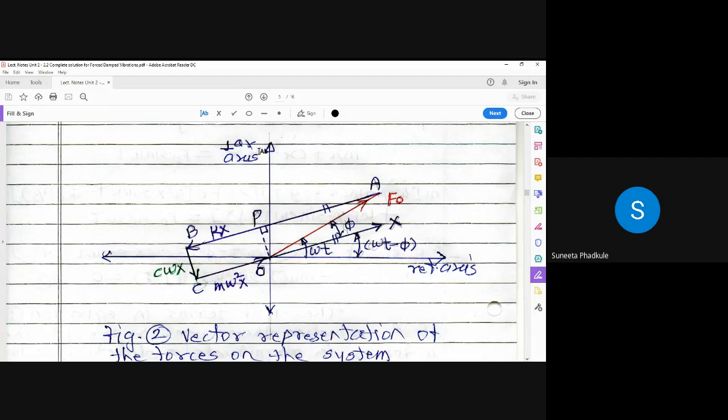And the very important thing is that you cannot draw the force vector unless and until you draw the displacement vector. So that's why you will find here 5 vectors. This is the displacement vector denoted by capital X. This is the external excitation force, Fo. This is spring force, Kx. This is damping force, C omega x. This is inertia force, M omega square x.